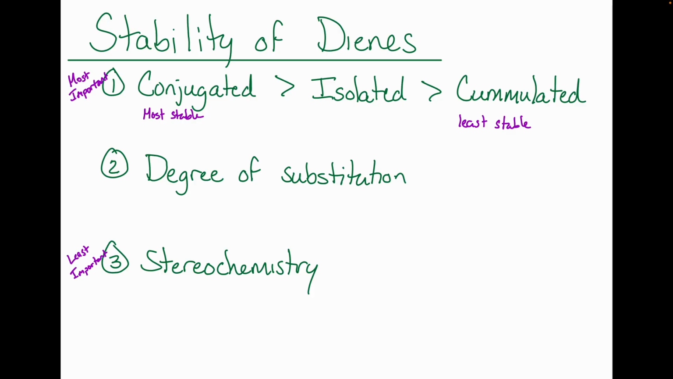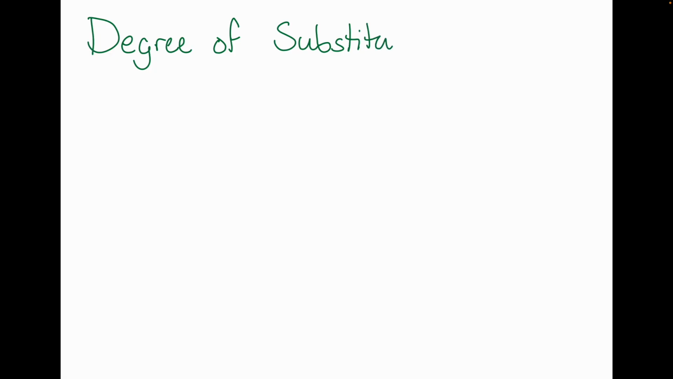All right, so we got these two other factors. So let's say that we got two conjugated dienes. How can we tell which one's more stable than the other one? Now we got to move down the list here to the next most important factor, which is the degree of substitution. All right, so what do I mean by degree of substitution? So first of all, this is something that you would have talked about in Chem 128A as well, specifically within the context of elimination reactions.